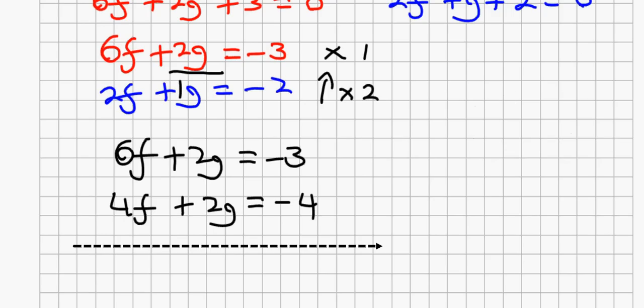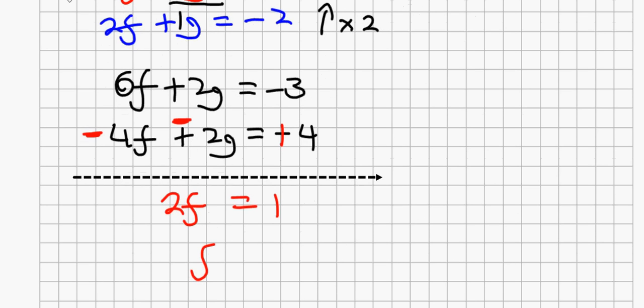So we're just going to multiply everything by minus 1, change the signs, add directly down. 6f minus 4f is 2f, minus 3 plus 4 is 1. Now remember, 2g minus 2g is no g's, so we know that f equals a half. Okay, so f is going to be equal to a half.